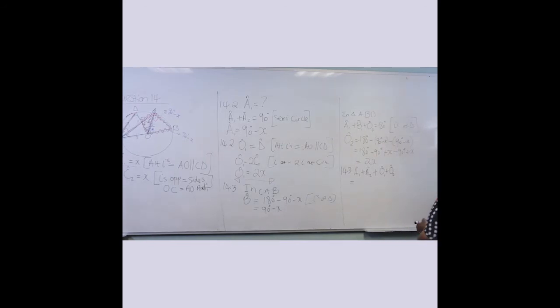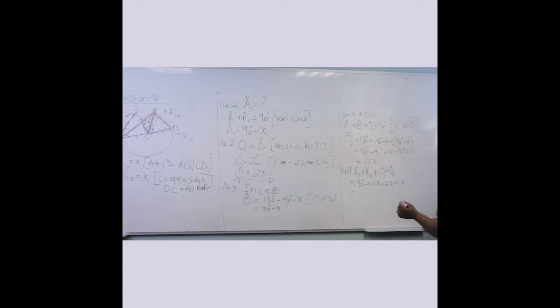What is O1? O1 is 90 degrees minus x. And what is A2? A2 is given as x. It was a given statement. And what is O1? We have found O1 to be 2x. And what will be O2? We have also found O2 to be equal to 2x. So let's see if that's what is going to happen.